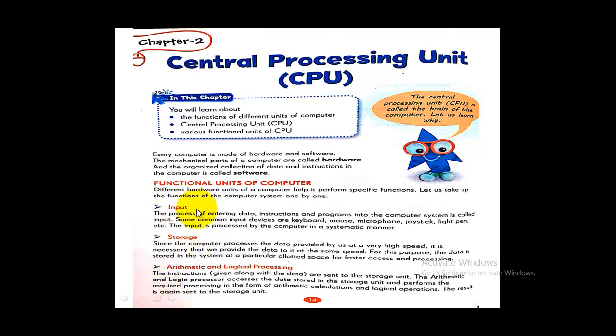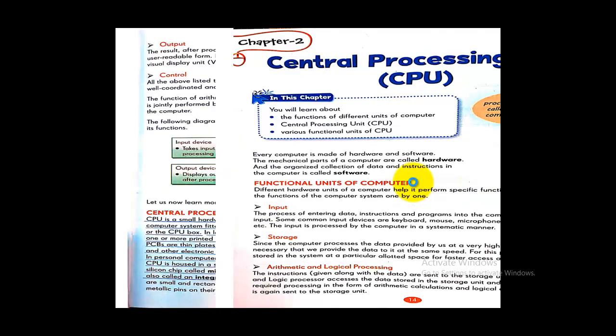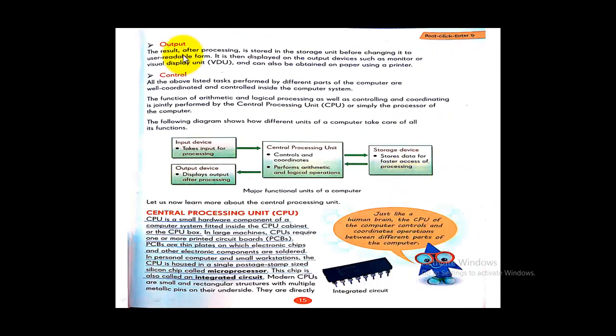Okay. The first one is input. The second one is storage. The third one is arithmetic and logical processing. I think you got the idea of these three. Now let's go to the next one, that is output, the result after processing.